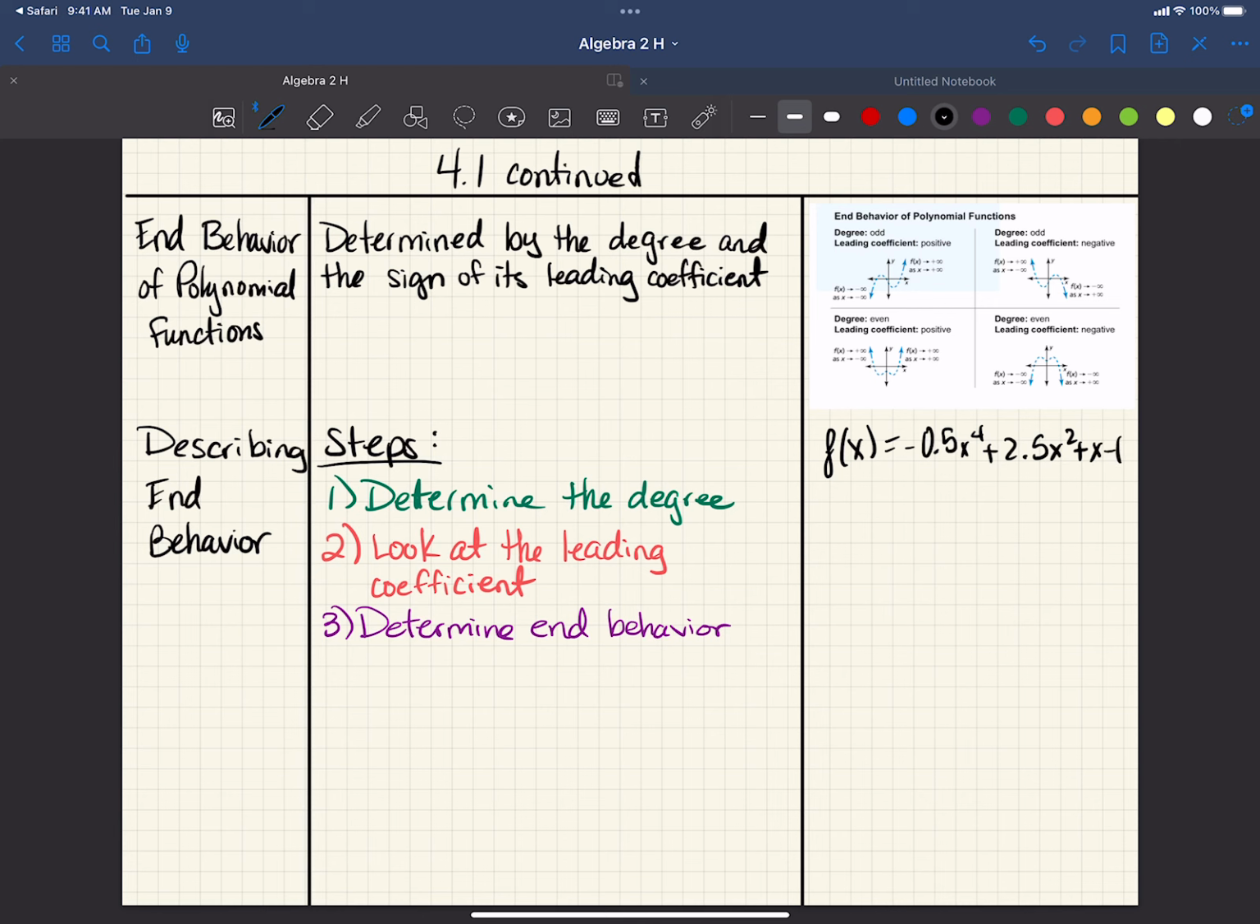Now, I don't really need to do anything if I'm just talking about the end behavior. What I want to do first is determine the degree of my function. So I look for the largest exponent, that is 4. So my degree is 4, meaning it is an even number, right? Then the next thing I need to do is look at the leading coefficient. My leading coefficient is negative 0.5, meaning that it is a negative term, right?